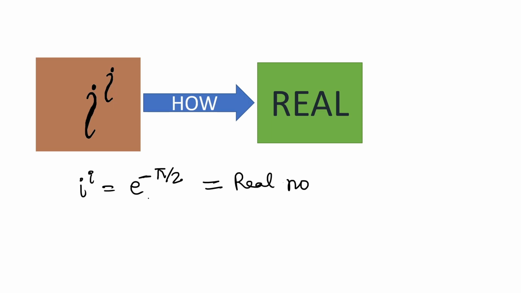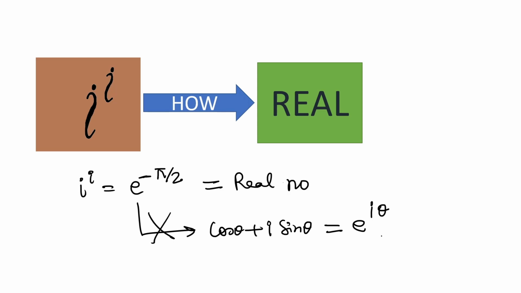It does look a little bit confusing because we have read a formula where e raised to the power i theta is equal to cos theta plus i sin theta. But don't get it confused. Cos theta plus i sin theta is equal to e raised to the power i times theta. This imaginary component is very important in this equation. So i raised to the power i is coming out to be e raised to the power negative pi by 2, which is a purely real number.